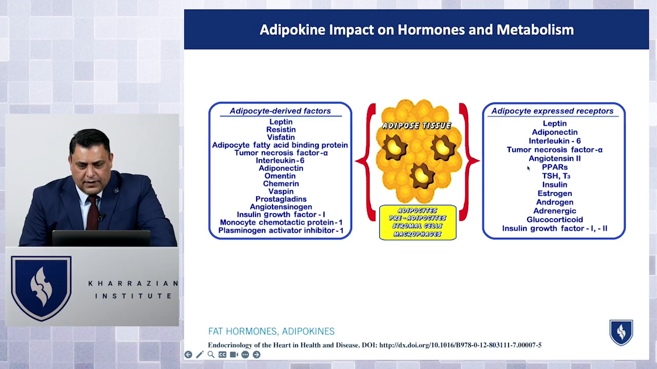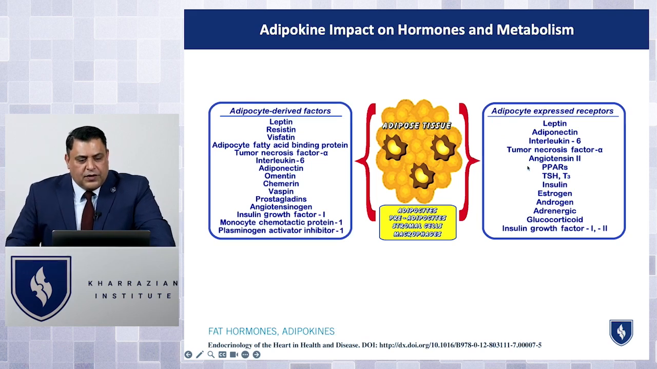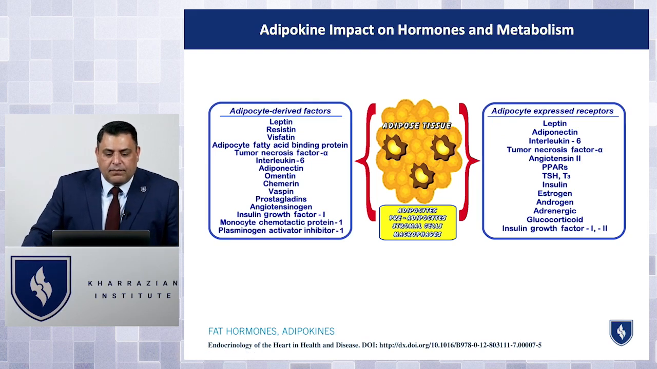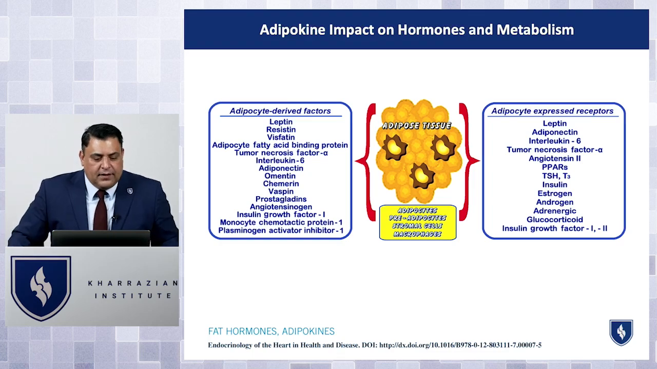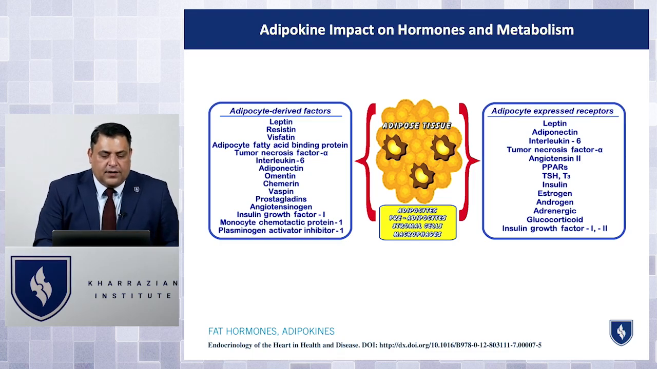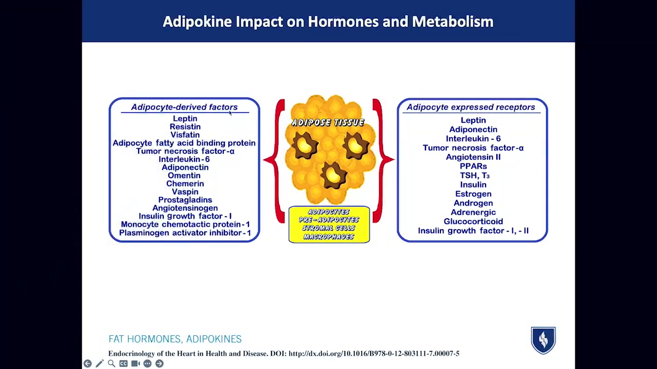Now, this diagram here shows you the different adipokines that impact hormones and metabolism. So these are adipocyte-derived factors here. The list is over here. And these are adipocyte-expressed receptors where these adipokines have an effect. And you have to see how diverse these different proteins are. And it's pretty impressive how much of an impact fat tissue can have, right? So again, it's not just storage tissue anymore. It's part of the endocrine system.